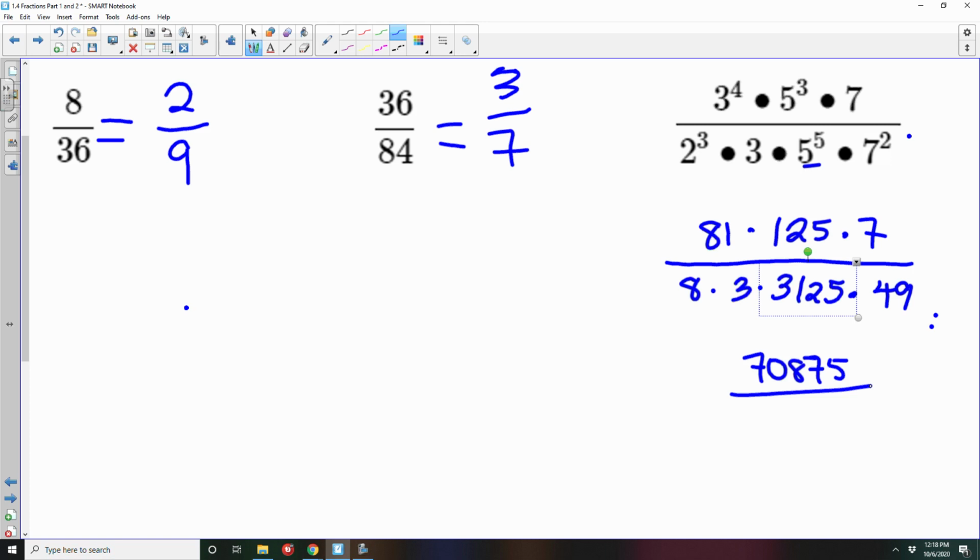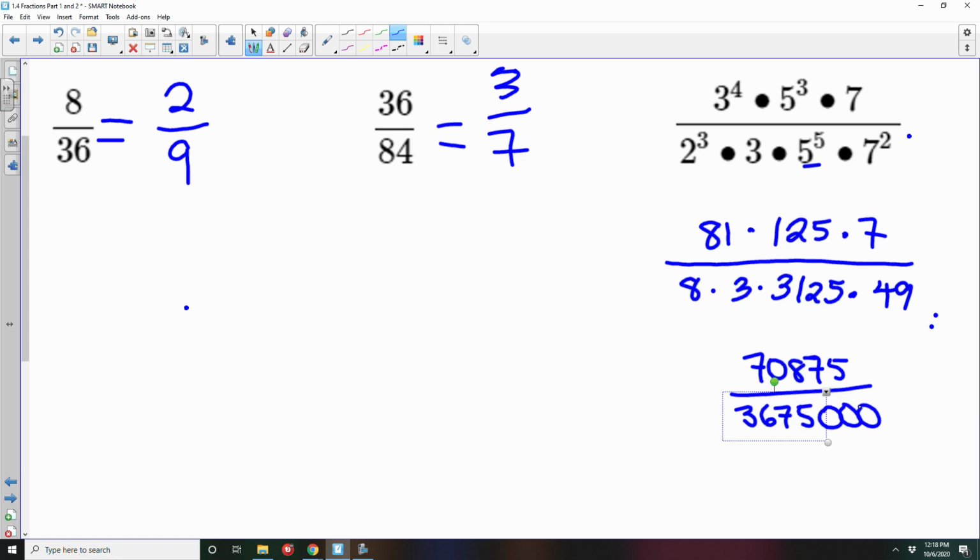3,125 times 49. Now copy numbers for me. What are we going to get? 3,675,000. Even? Very nice.